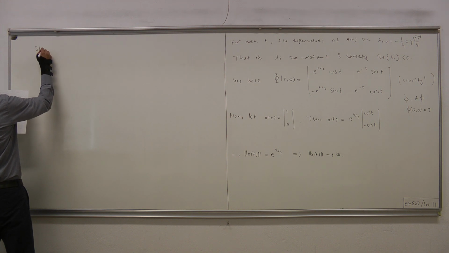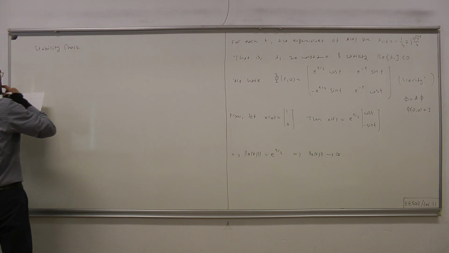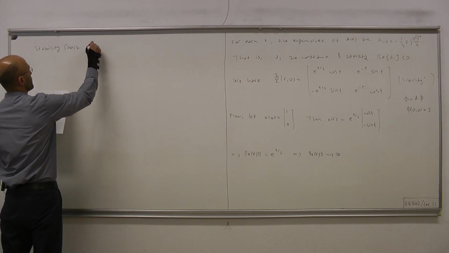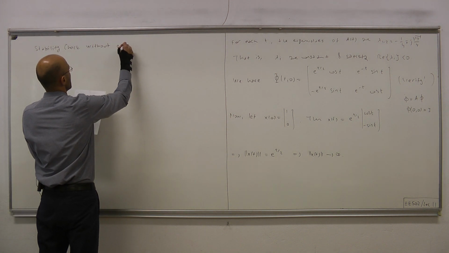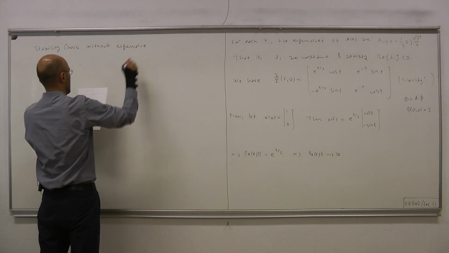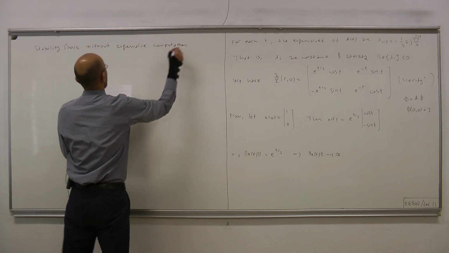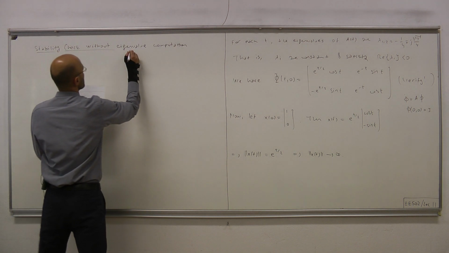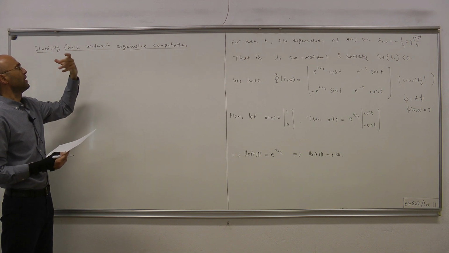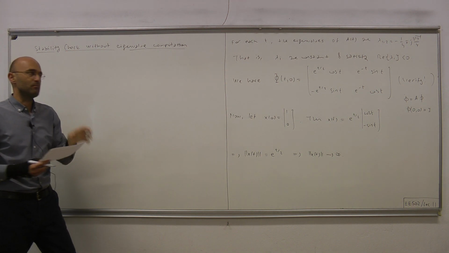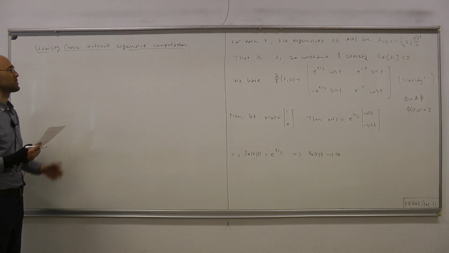So, stability check without looking at the eigenvalues. And we're once again back at the problem of studying stability for the LTI system, x dot equals Ax, where A is a constant matrix.